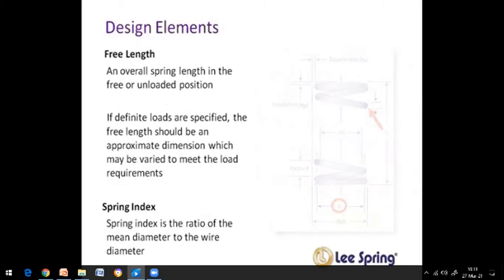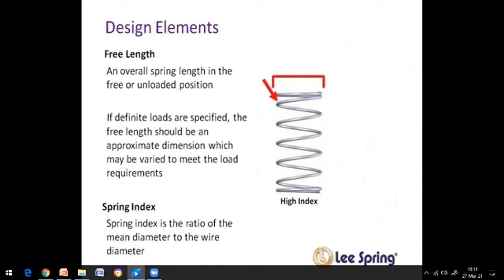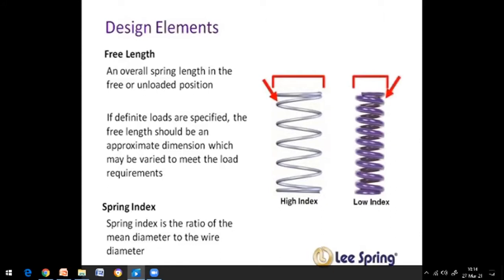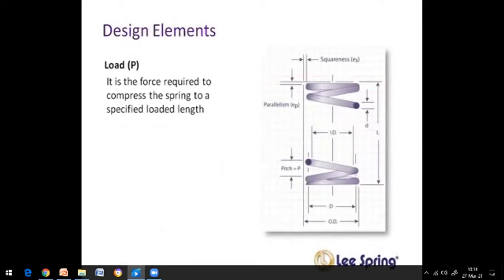A high index spring would have a smaller wire diameter and a higher spring diameter, similar to a light pressure spring. A low index spring would have a larger wire diameter and a lower spring diameter, similar to a hefty spring. Load is the force required to compress a spring to a specific height, rather than the amount of force to move the spring a specific unit, like spring rate. Load differs from spring rate in that spring rate is the amount of force to move the spring in increments, where load is the amount of force to move the spring to a specific height.